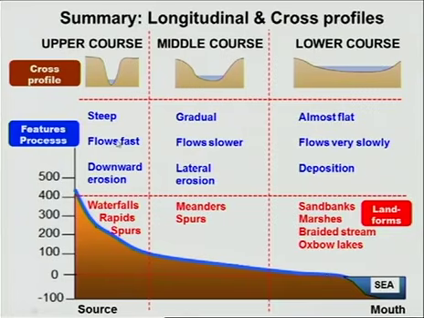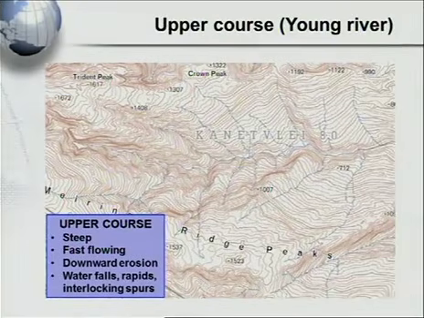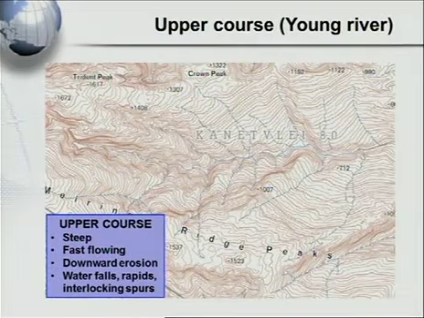And because it flows fast here, you're going to have downward erosion. If it's a bit slower here, you're going to have lateral or sideways erosion. And because it's so slow here that it can't carry the stream load anymore, everything, your sand or whatever, alluvium, is being deposited here. So your landforms will be your waterfalls, rapids and spurs here. Here we'll get meanders and spurs in the middle course, and in the lower course, sandbanks, marshes, braided streams, and oxbow lakes. So what you must know now, people, is how do I identify these courses on my topographic map?